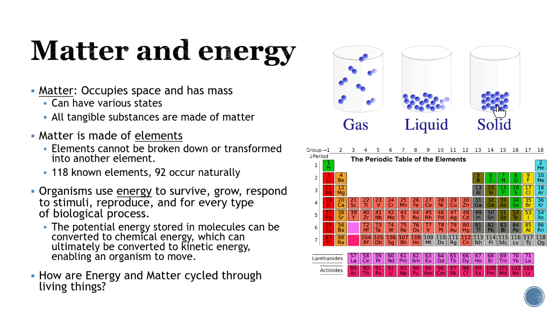Now, it's important to know that all tangible substances are made up of matter. Now, matter is made up of elements. When I talk about elements, think of the periodic table. So the periodic table is broken down into 118 known elements. And what's key about an element is you cannot break it down into anything else. Like hydrogen will only be hydrogen. Oxygen's only oxygen. You can't break it down into something else.